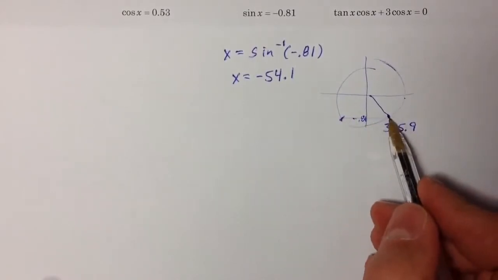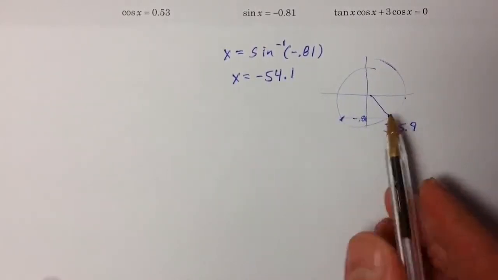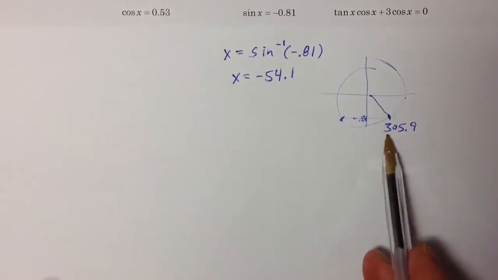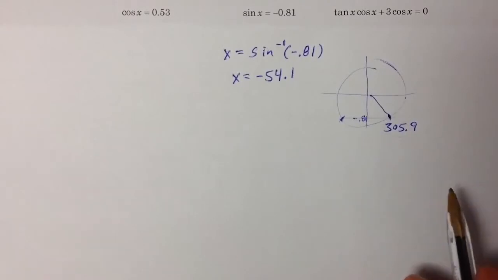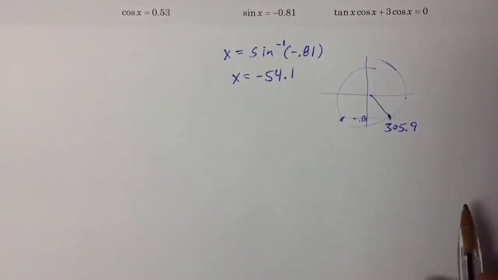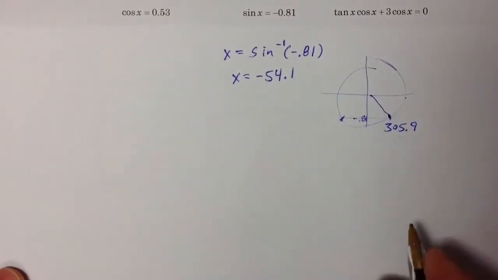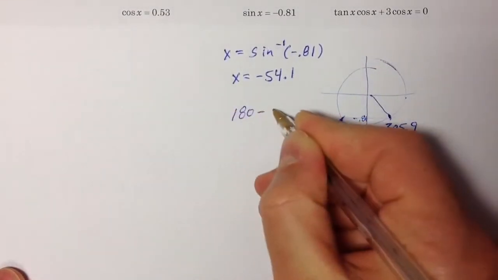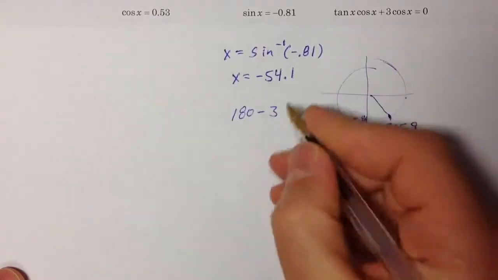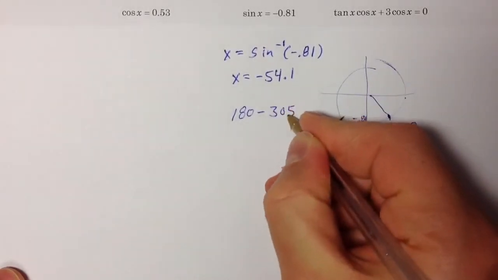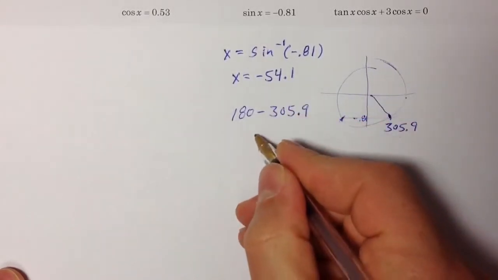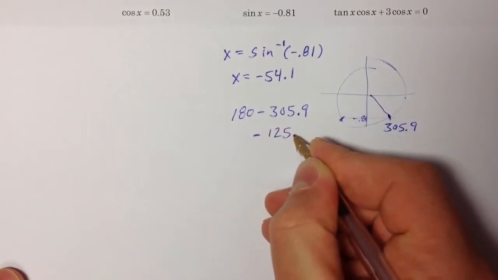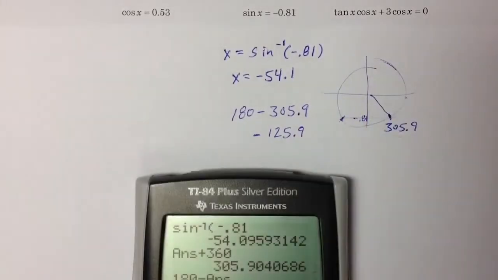And so I like to say that these solutions for sine are going to come from supplementary angles. That word is a little bit awkward here because we have an angle that's bigger than 180 degrees, so it doesn't really have a supplement, but we can find the solution by doing what we would do to find a supplement. We could subtract that angle measure from 180 degrees. Of course, we get a negative result, right? So this is going to be negative 125.9.